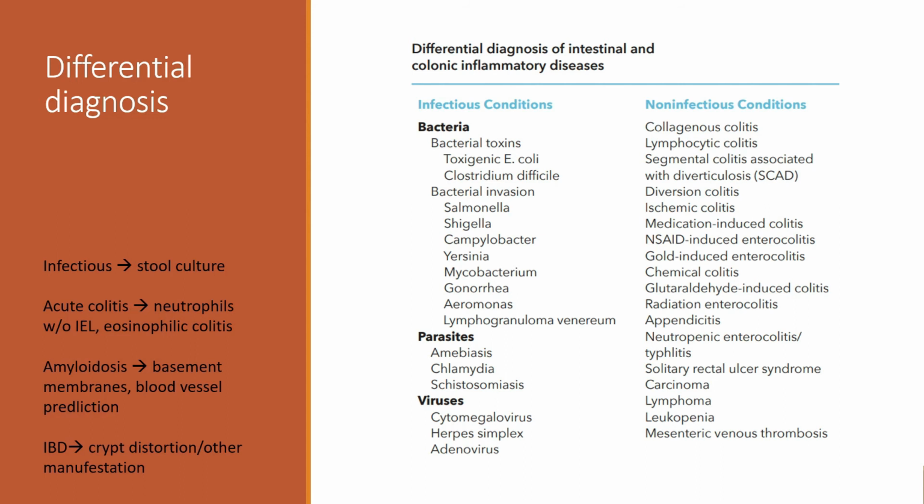Then amyloidosis can be one of the culprits, and here there is predilection to the basement membrane and the blood vessels. And in IBD, there's crypt distortion, which is generally not present in microscopic colitis. These are other etiologies just to keep in mind. I took this from DDSEP. I mean, DDSEP has literally 5 or 10 words about microscopic colitis.